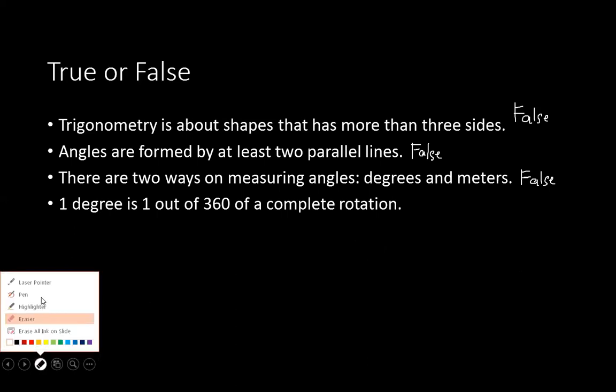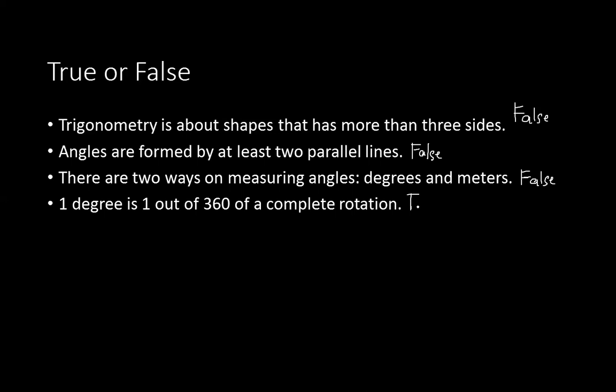The answer is it's true. Why though? Recall, based on our discussion last time about degrees and radians, 1 degree is equivalent to 1 out of 360 of a complete rotation. So if you rotate 1 degree, regardless of what rotation you use, that means you complete 1 out of 360.